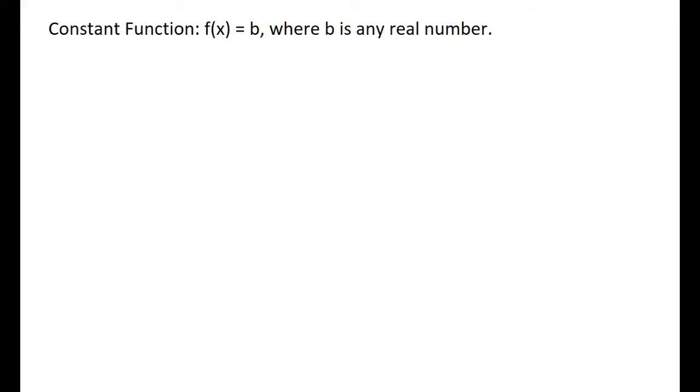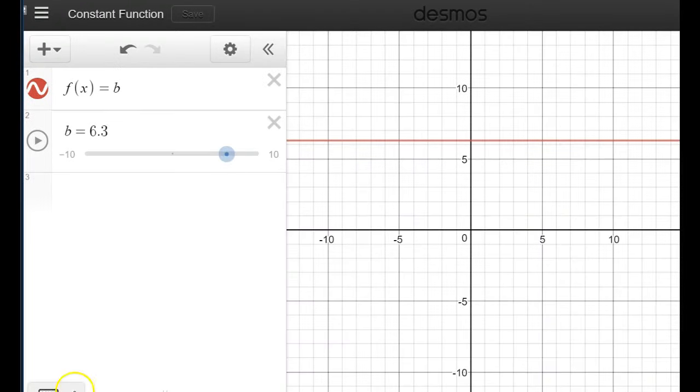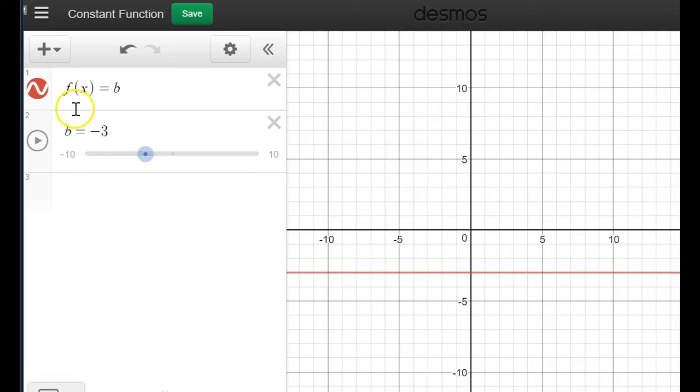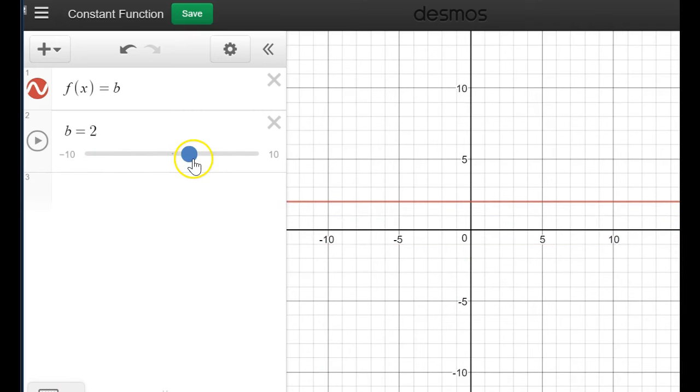Next up is a constant function. And this is always in the form of f of x equals b, where b is any real number. And here's what it looks like. It's a horizontal line, because no matter what x is, y is always going to be stuck at b. So if f of x equals negative 3, we have a horizontal line that crosses the y-axis at negative 3. If b is positive 2, we have a horizontal line that crosses the y-axis at 2. So that's called a constant function.